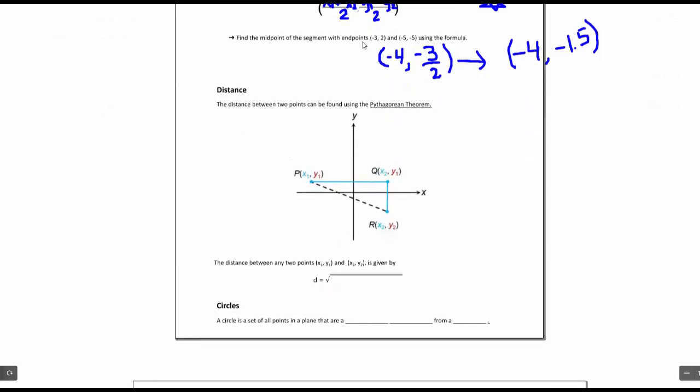Okay, let's talk about distance. And again, I like to explain to you where these formulas come from, but at the end of the day, if you want to memorize the formula, that's fine as well. So the distance between 2 points. So we have 2 points. We're going to call it point P and point R. And notice we've used that same notation that we used before. Our first point is x1, y1. Our second point is x2, y2.